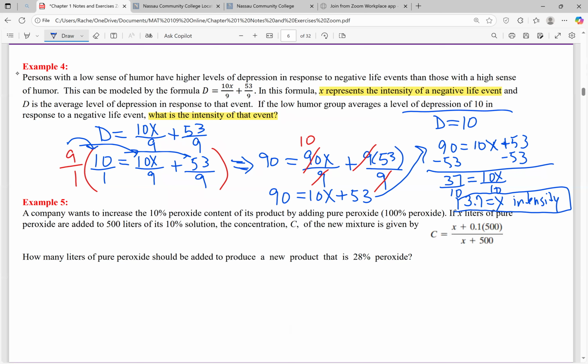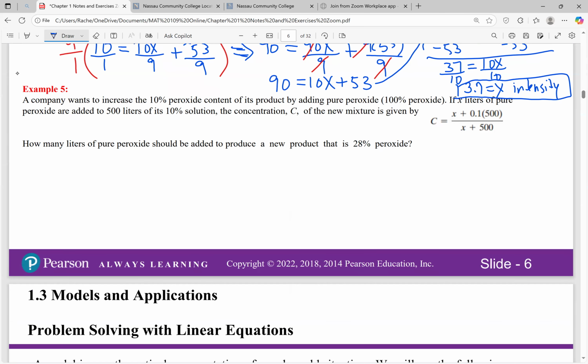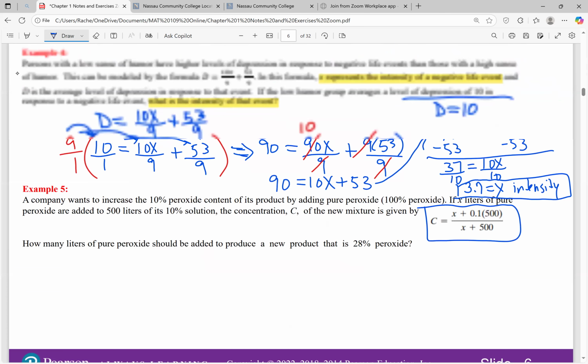And let's look at one more example. So it says a company wants to increase the 10% peroxide content of its product by adding pure peroxide, 100% peroxide. If X liters of pure peroxide are added to 500 liters of its 10% solution, the concentration, which we'll call C, of this new mixture is given by this formula. And that's just a rational equation, right? We have an equation, but it contains fractions. And we dealt with these, right? Just like the one above is a rational equation.